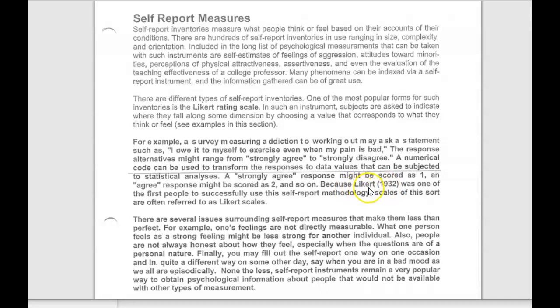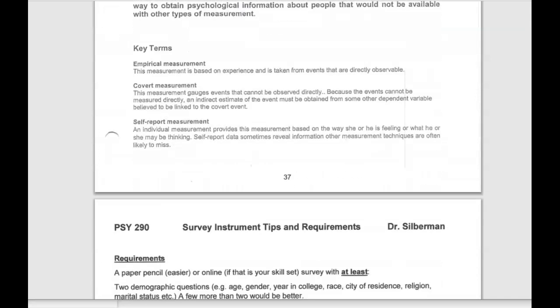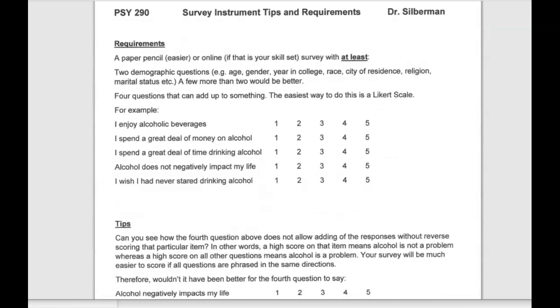We're now going to talk about how to use Likert scale self-report measures to make a good survey. So the next page, it's not in your reading packet, but I did include it on the Canvas page. When you click on this module, hopefully you will see it. So first of all, requirements.